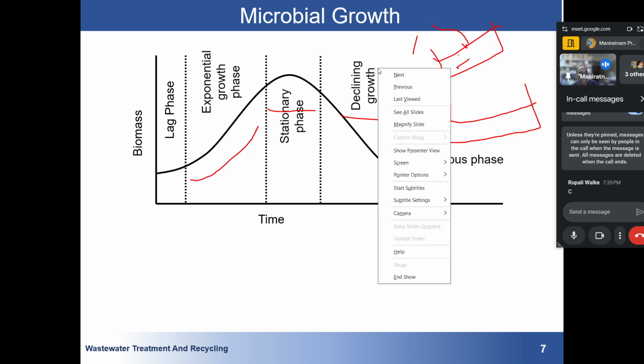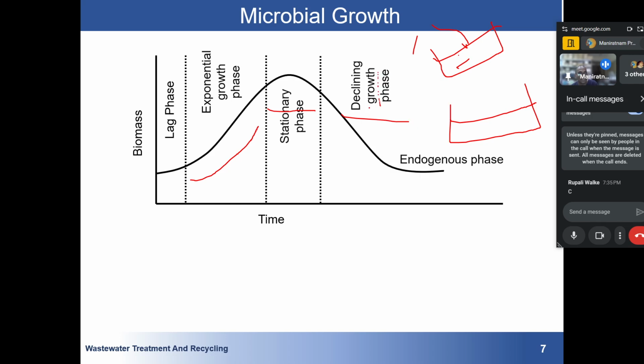Remember, we are saying declining growth phase means there is some growth, but the rate of growth is lower than the rate of reproduction. So that is why the rate is declining. Okay. And then finally all the food which was there has finished, and all the bacteria which was there has almost died. So we have reached this endogenous phase.